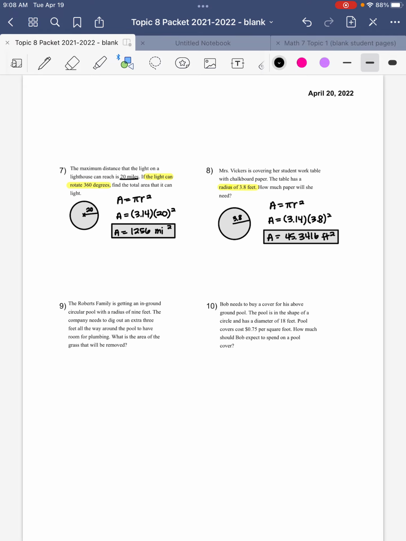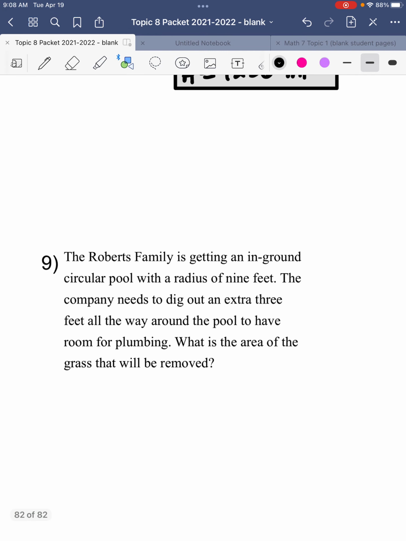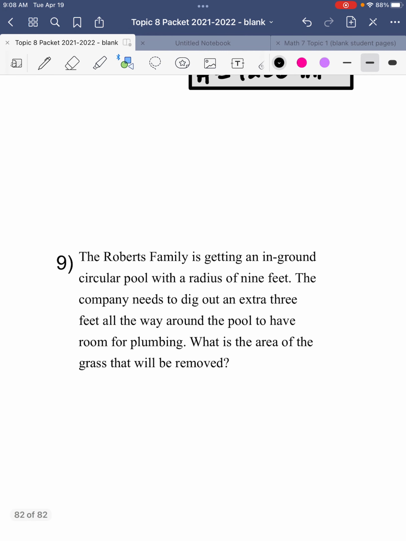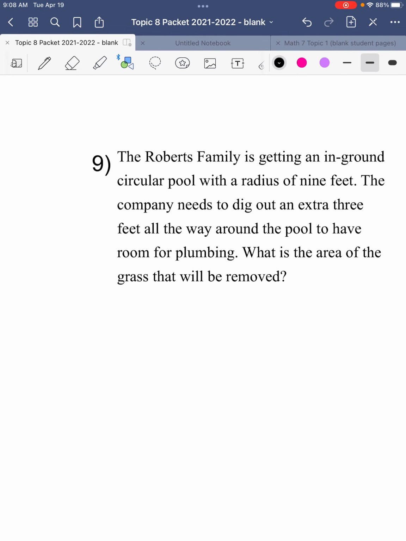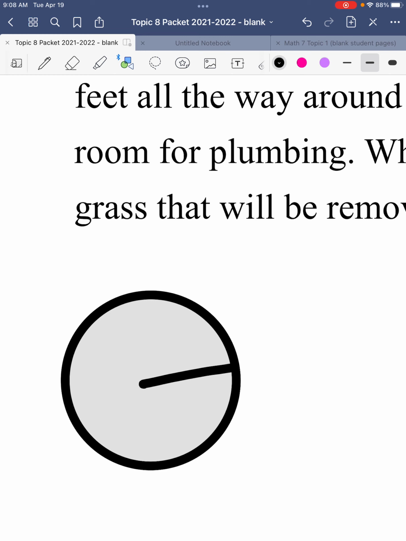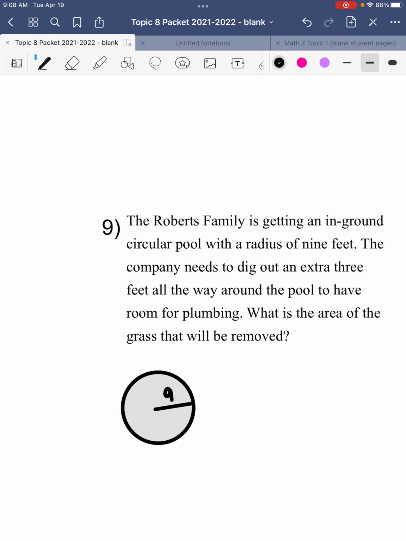Okay, moving on to number 9. The Roberts family is getting an in-ground circular pool with a radius of 9 feet. The company needs to dig out an extra 3 feet all the way around the pool to have enough room for plumbing. What is the area of the grass that will be removed? Okay, so first of all, they're getting a circular pool, which sounds so lovely. And the radius of that pool from the outside edge to the center is going to be 9 feet, right? Yes, radius of 9 feet for the pool.